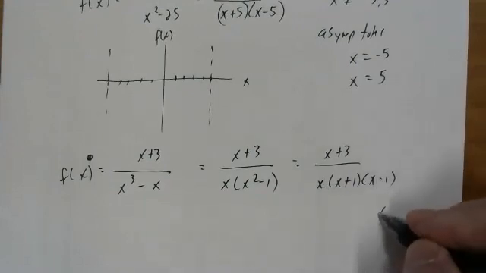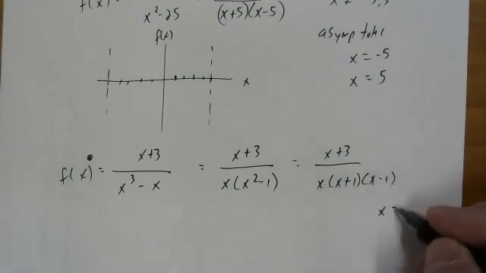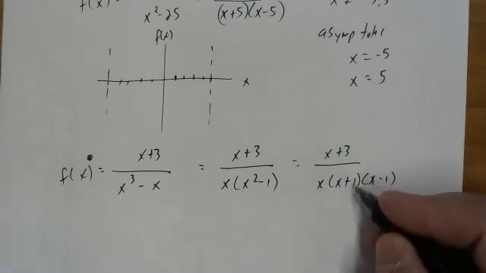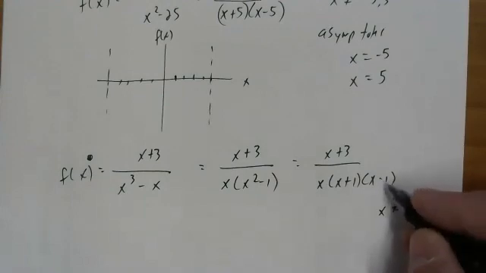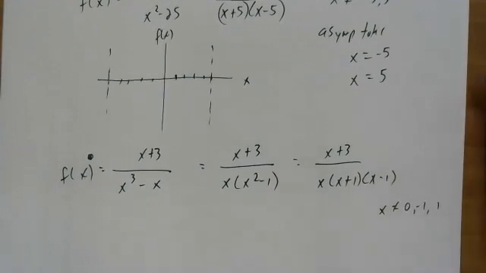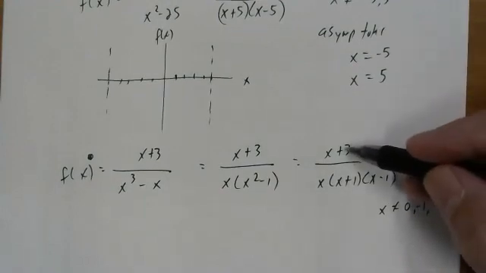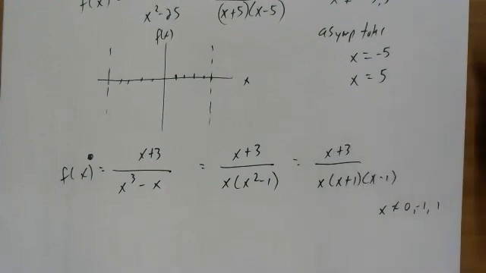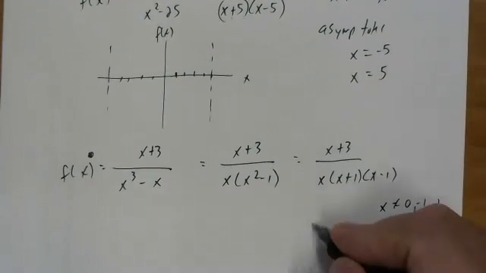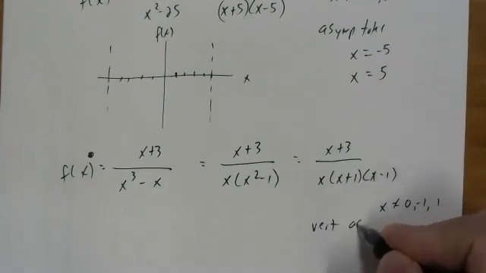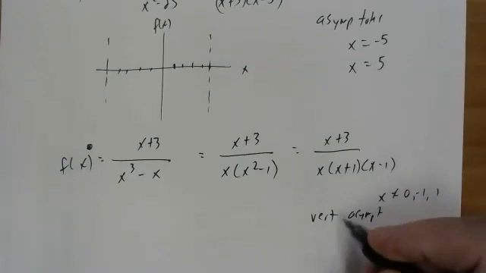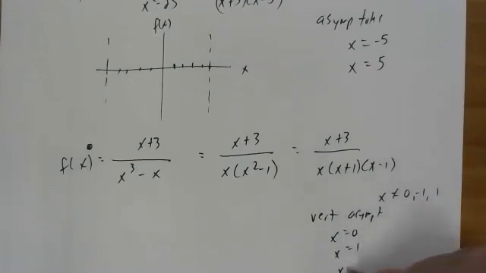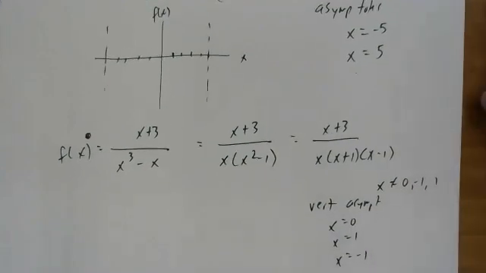So what can x not equal? Well, from this first one, x cannot equal 0. From here, it cannot equal -1. And from here, it cannot equal 1. And all these are okay because in the top, stuff is the same. So then for the vertical asymptotes, you would say x equals 0, x equals 1, x equals -1. 3 different asymptotes.